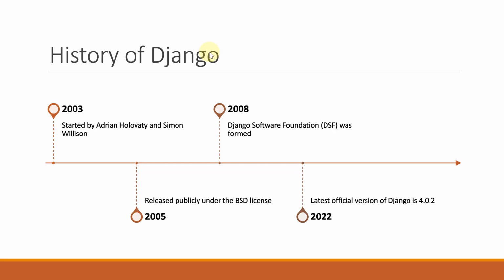So after 2005, Django started becoming more and more popular, due to which in 2008, the Django Software Foundation was formed, and currently this Django Software Foundation is responsible for maintaining the Django framework. Now, from 2005 till date, there have been many releases made in Django which focus on new features and on making it efficient enough to build any type of web application. However, the current latest version of Django is 4.0.2.